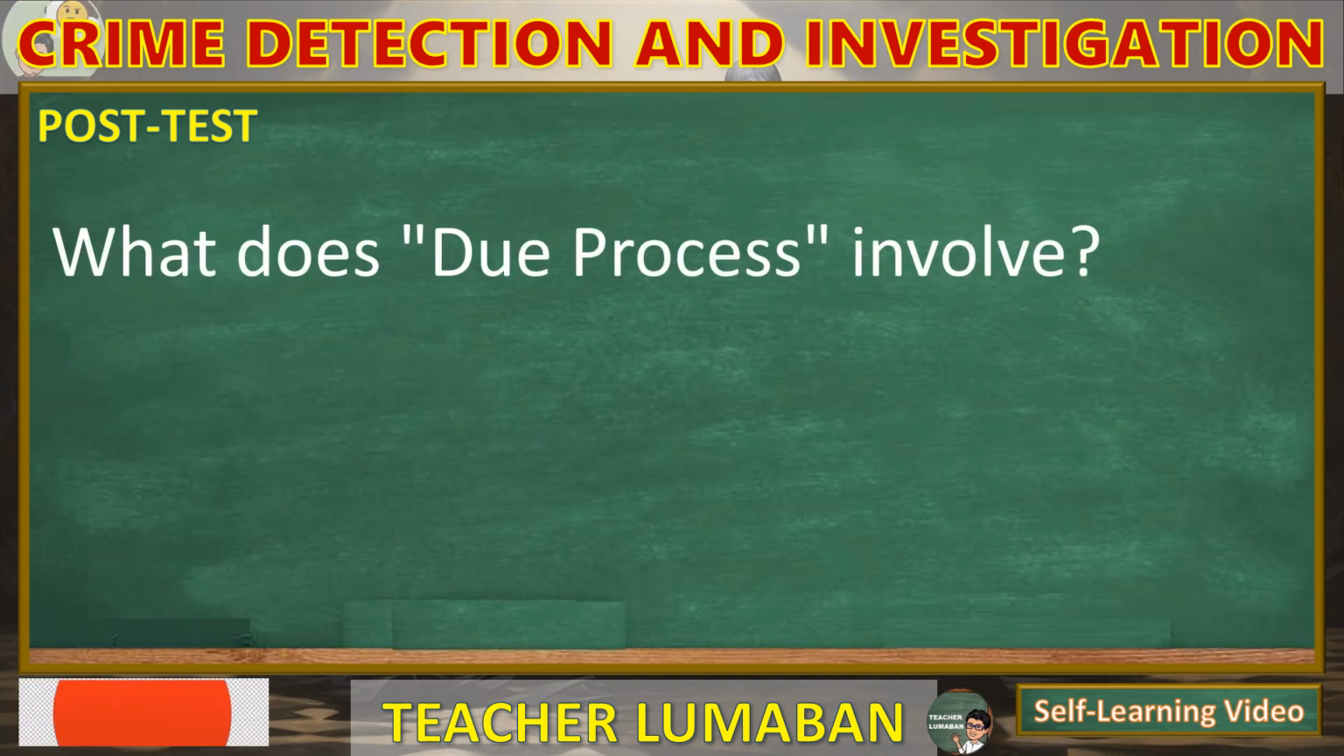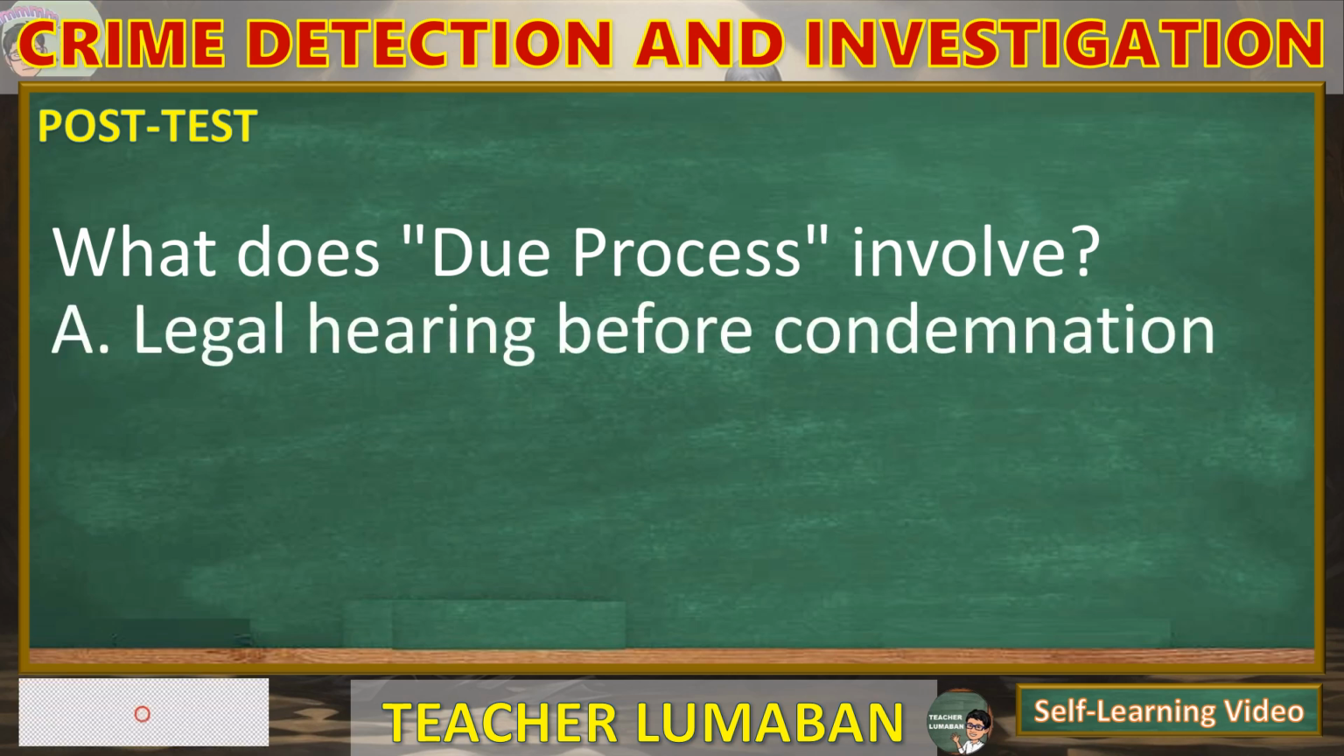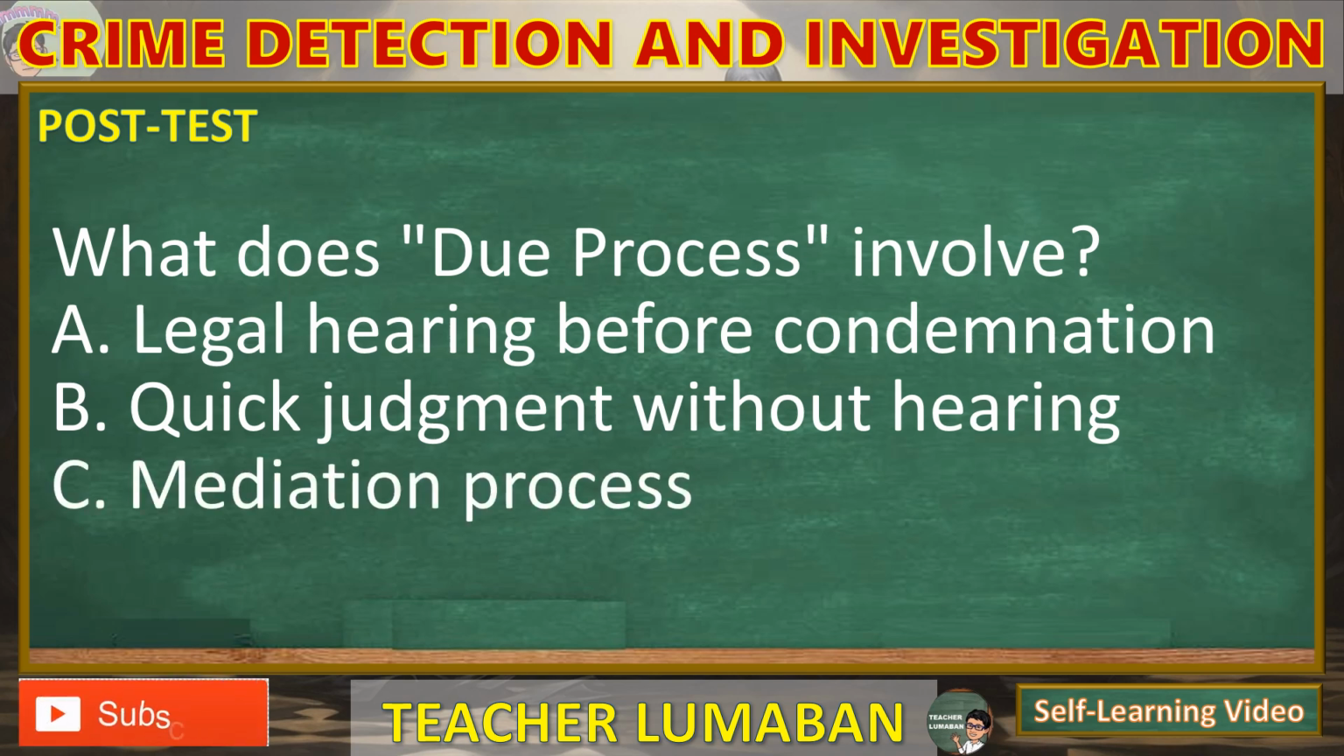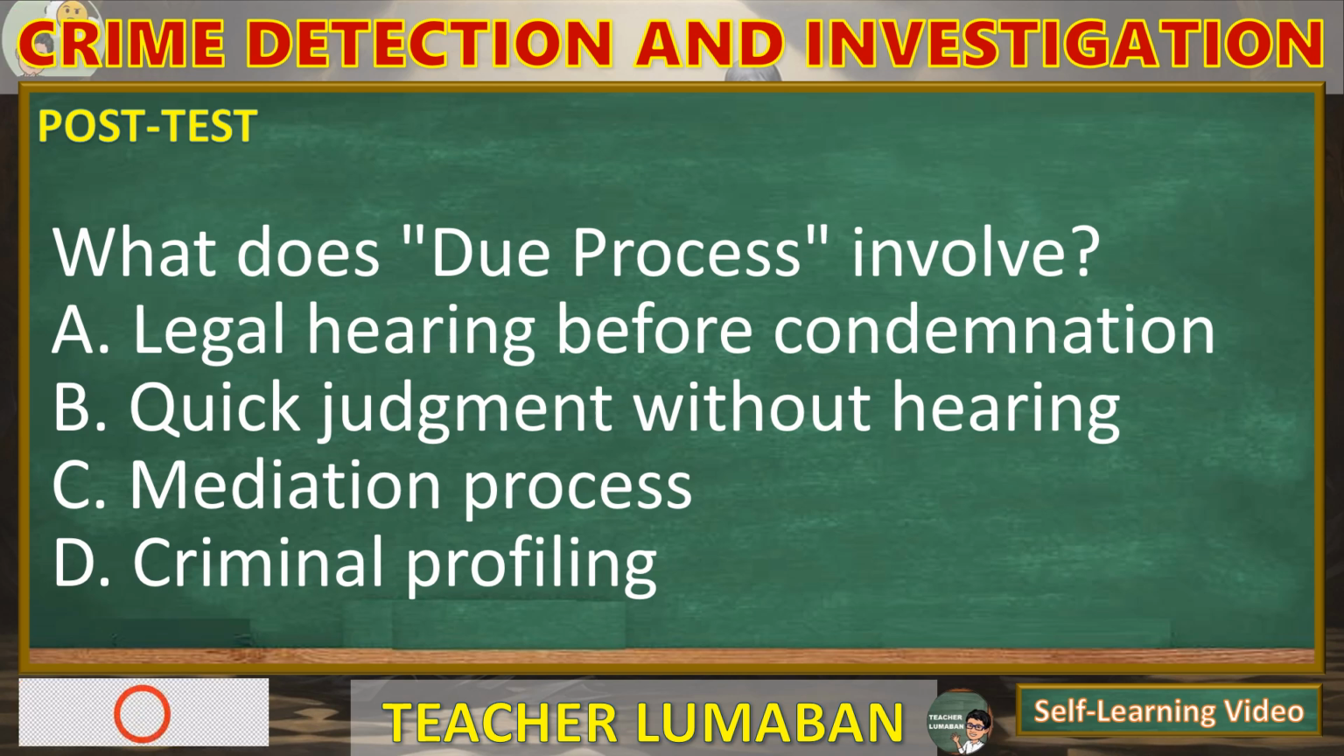What does due process involve? A. Legal hearing before condemnation. B. Quick judgment without hearing. C. Mediation process. D. Criminal profiling.